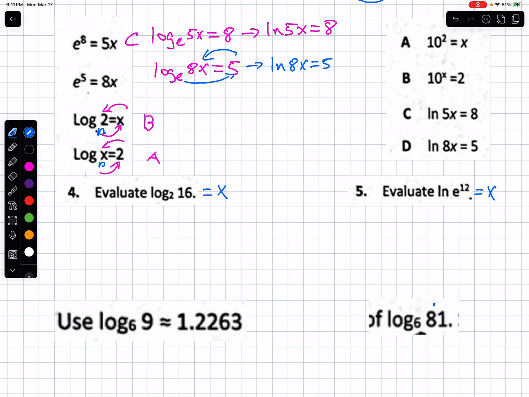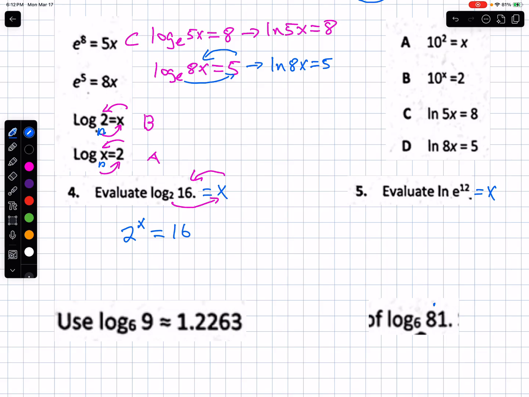For sure. So this one, right? We're going to take 2 to the x equals 16. So we're going from log form to exponential form to solve for x. So when it says evaluate, just set it equal to x. That's what you have to do. That's the only way to solve it, right? So I write 2 to the x power equals 16.